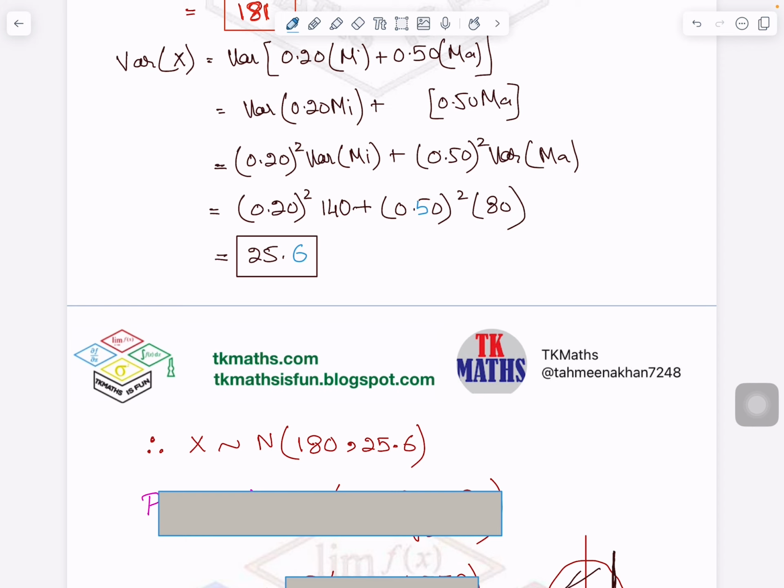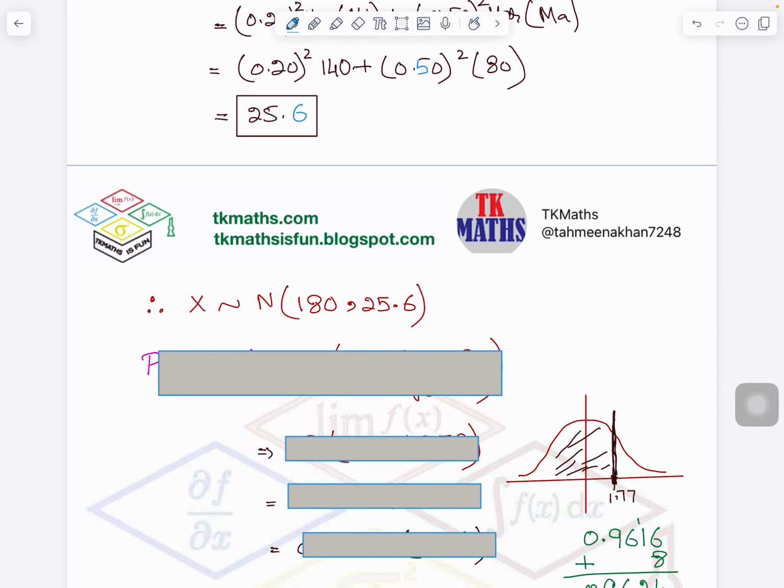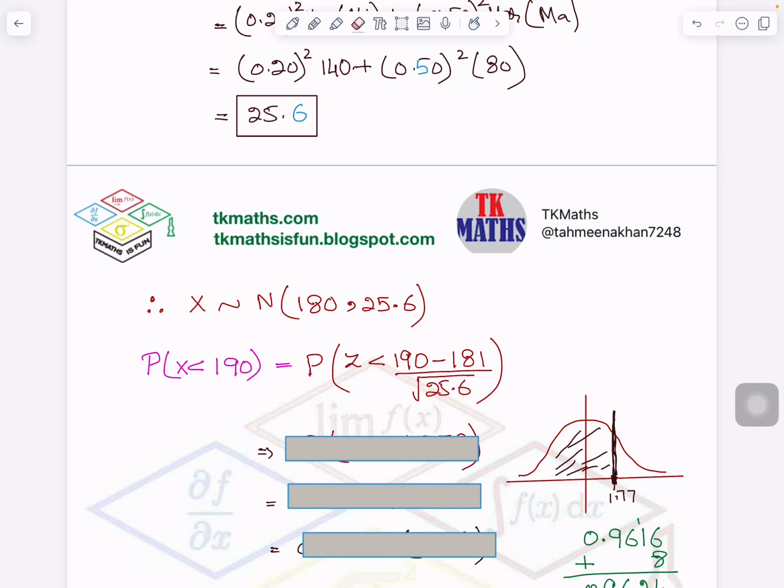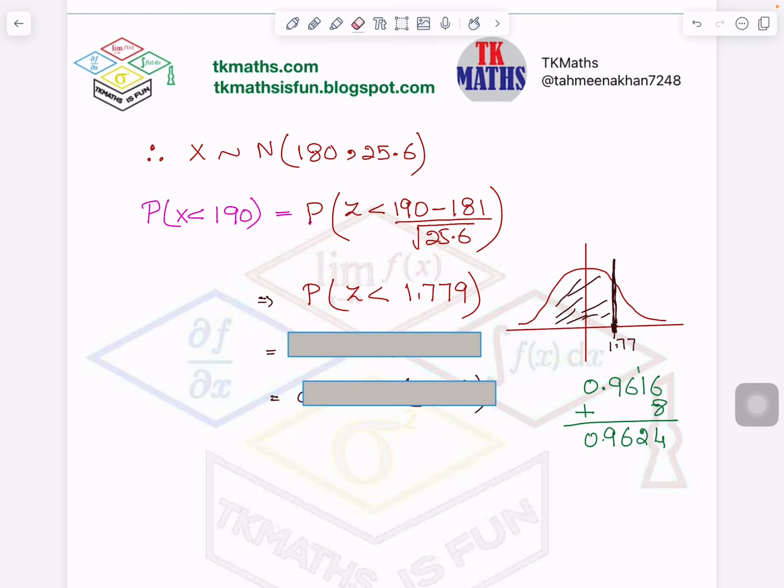So now I can easily use this distribution to do the calculation, to find the probability that the total cost of correcting errors is less than $190. I hope you understood what I am doing here. And from the table you can read. I have written here the values for you and you will get the answer.